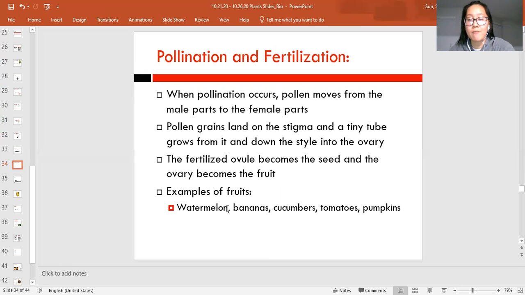Examples of fruits that we have, maybe ones that you mentioned before that you said you like to eat: watermelon, bananas, cucumbers, tomatoes, pumpkins, right? We know that for us, bananas and watermelons don't really have seeds, but that's because we genetically engineered them to be like that because we didn't like eating seeds as people. But in nature, if you grew a watermelon or a banana naturally, they're full of seeds.